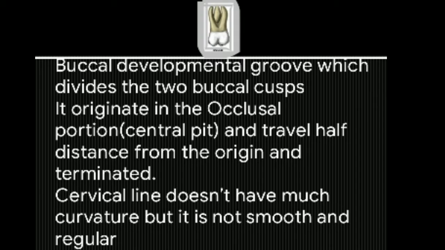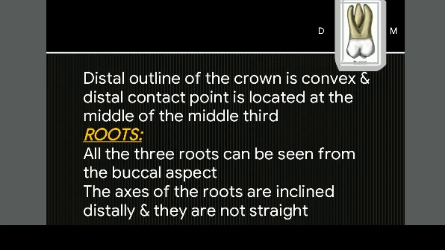The buccal developmental groove, which divides the two buccal cusps, originates in the occlusal portion, travels half the distance from the origin, and terminates. The cervical line doesn't have much curvature, but it is not smooth and regular. Distal outline of the crown is convex and the distal contact point is located at the middle of the middle third.